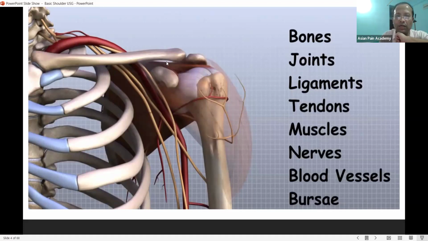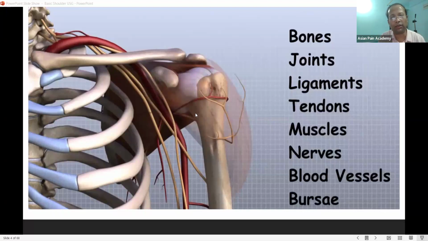So here you can see what the bones are that form the shoulder joint. One is humerus, another is scapula, another here is clavicle, and of course this thoracic cage is also a part of the shoulder joint anatomically. Between the scapula and humerus, this is the glenohumeral joint, and this is the actual joint.